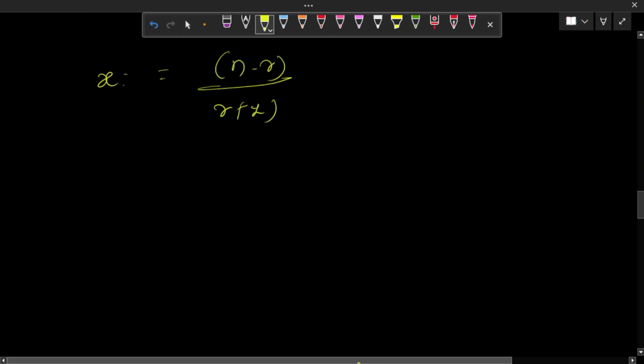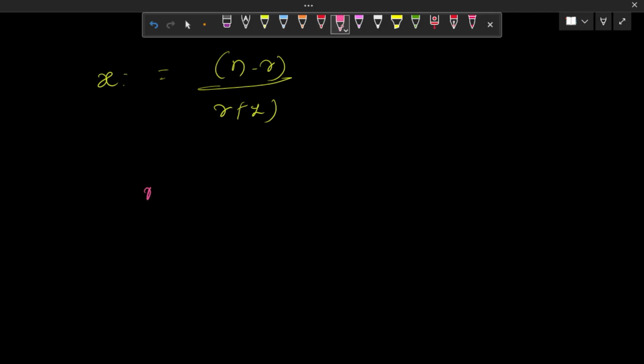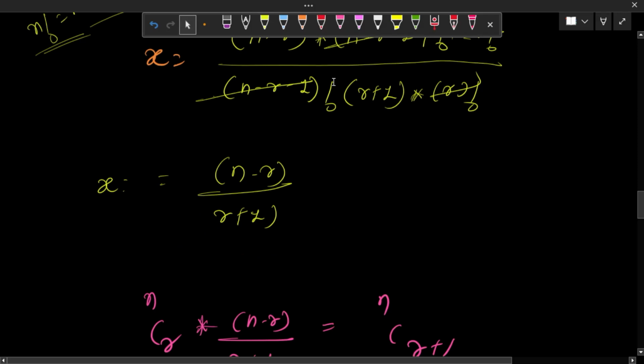We already solved this problem in that video. If you check that video as well, you'll understand clearly. So nCr multiplied by n minus r upon r plus 1 is equal to nC r plus 1. This formula we get from this solution.